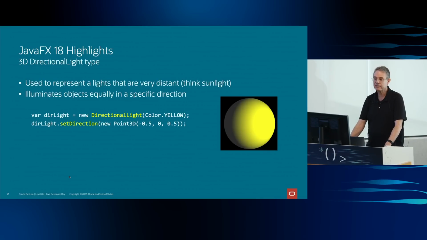So the directional light is something you can think of as being like sunlight. It's a light source that, for all practical purposes, is far enough away that the rays are parallel. So think the sun and how it illuminates things on the Earth.